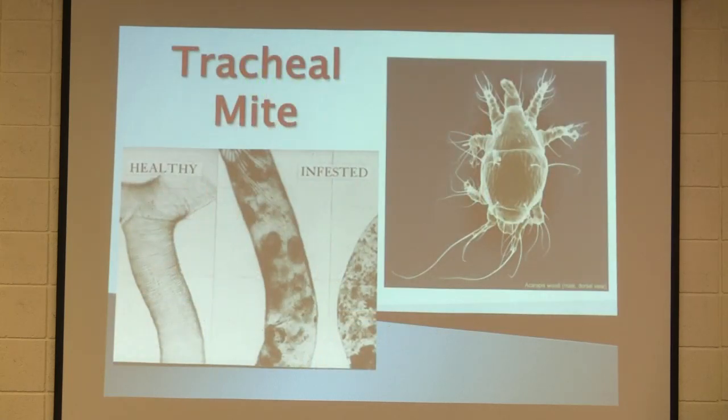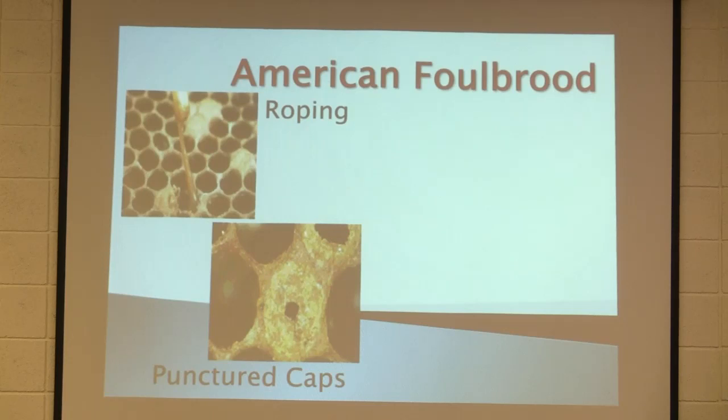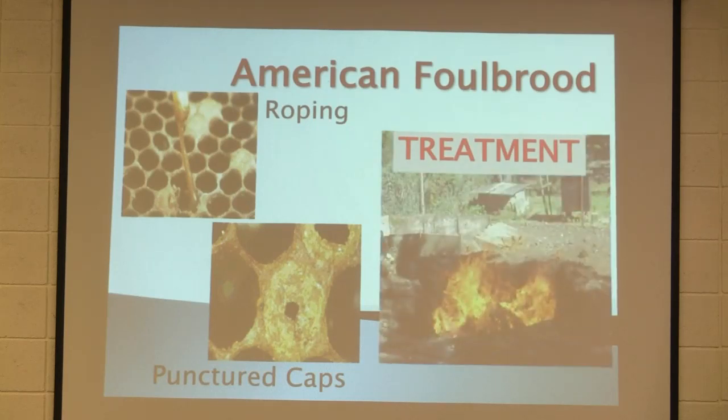Tracheal mite, it only affects their trachea. It's a small mite. It actually can be treated. Bacterial diseases, we have one that's American foul brood, and the way you tell American foul brood is you go into the hive and you pull out the larvae. The larvae are dead and it just does a yellow roping. And you can also tell when the caps on a hive, they cap the babies, and usually there's a hole in the cap.